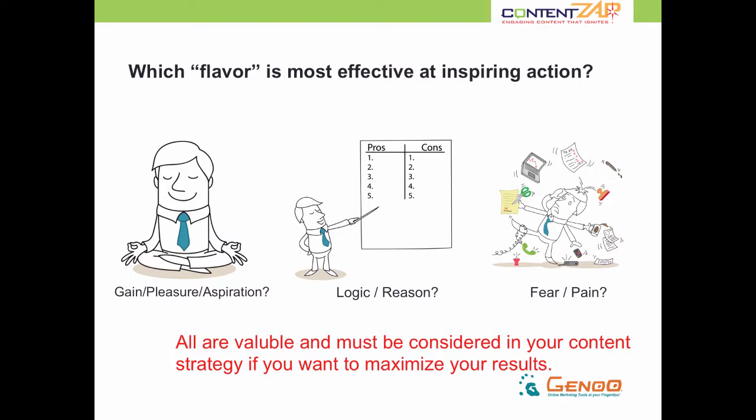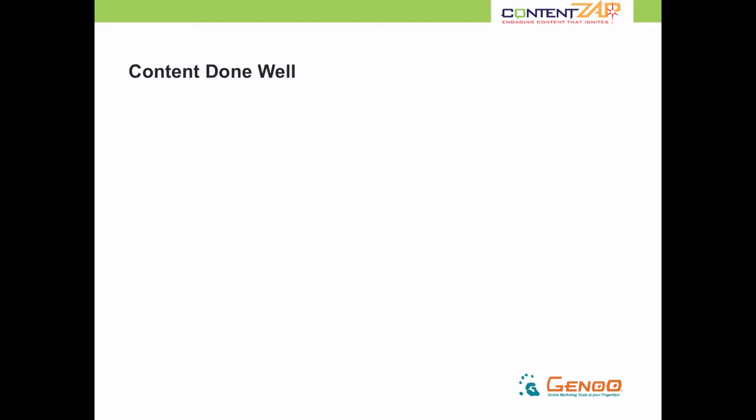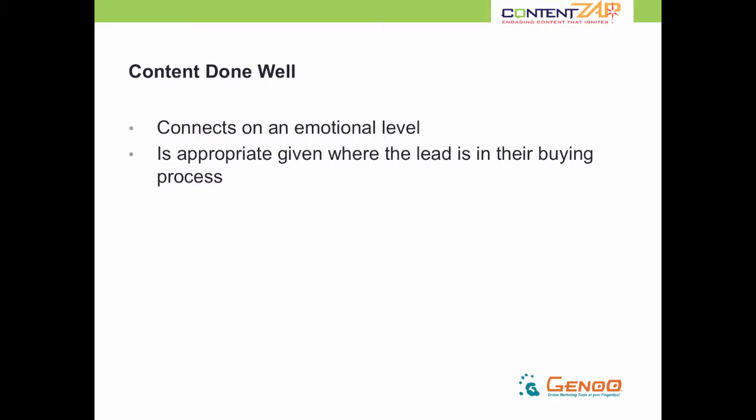So all of these pieces of content are valuable, and they all serve a really good purpose. And you've got to consider how you use all of them in your content strategy if you want to maximize your results. So content done well connects on an emotional level, and is appropriate given where the lead is in their buying process. If they're at the very beginning of the buying process, you have questions that are very different than at the end. So we're going to illustrate this in a second. You want to guide the lead in their buying journey.